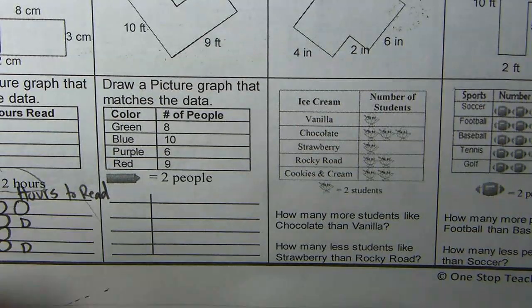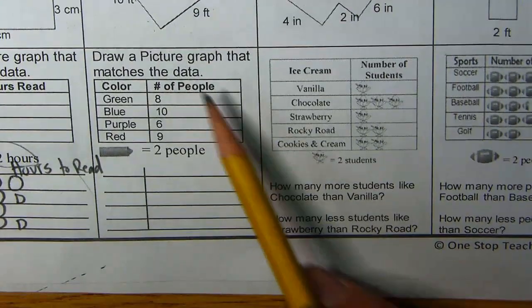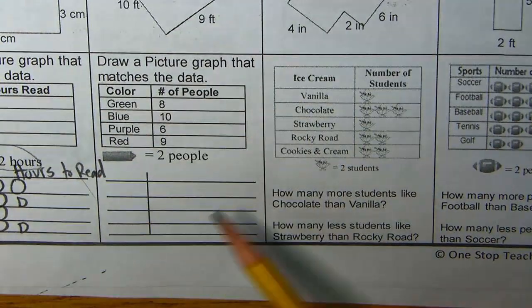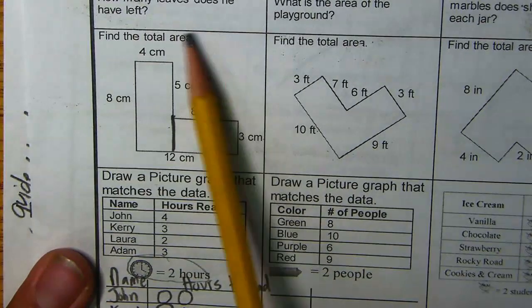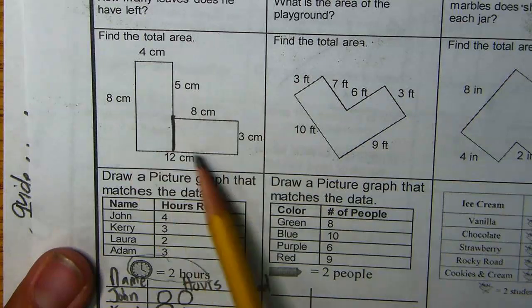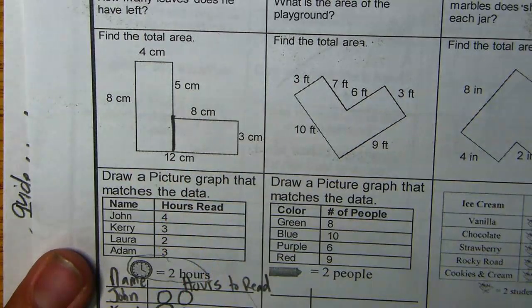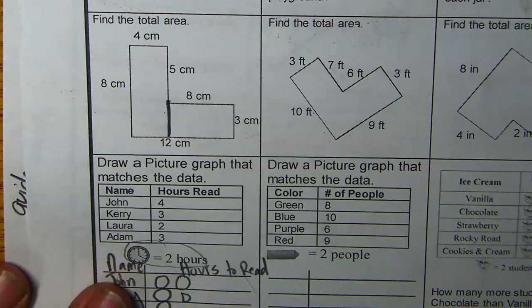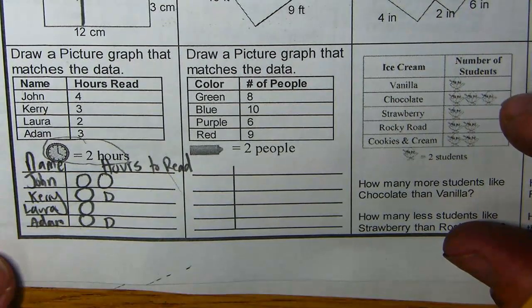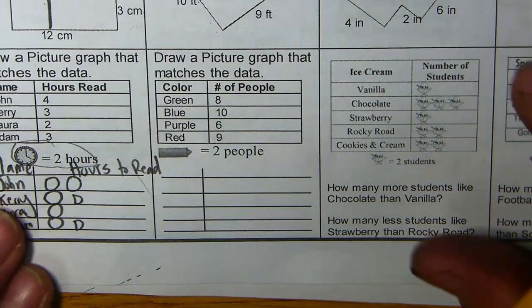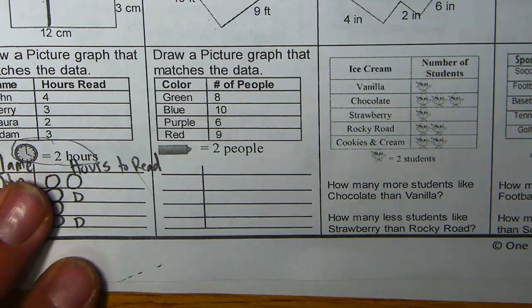All right, YouTube folks, we are on Q28. We're going to be looking at Tuesday's picture graph here, and then we're going to be looking at Monday's irregular shape area. And if we have time, maybe we'll do one more. Okay, so looking at the picture graph, you can see that we already did yesterday's. Draw a picture graph that matches the data.